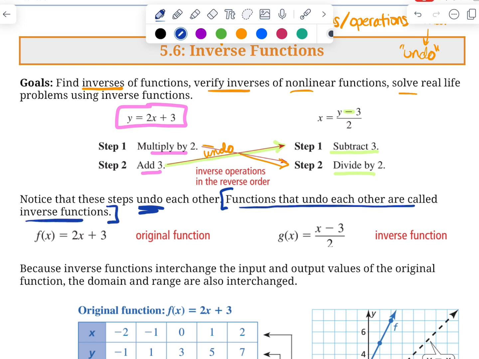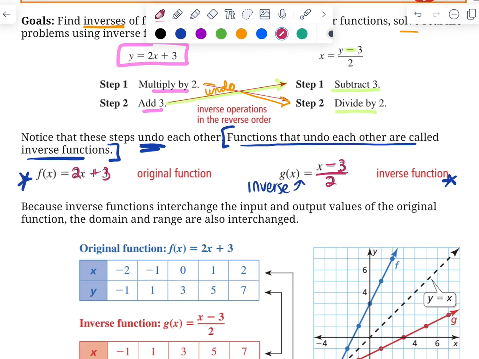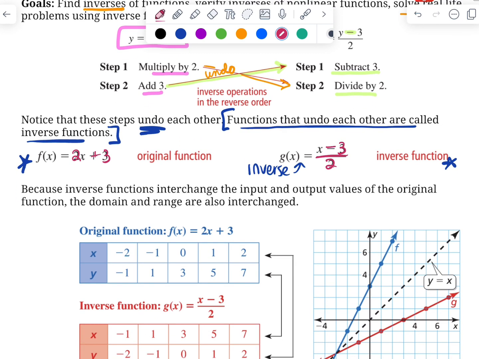They're like pairs of things. One function generally has an inverse. The original function would be 2x plus 3, and this is the original, and this is your inverse. If you'll notice, we're dividing by 2 instead of multiplying by 2, and we are subtracting 3 instead of adding 3. So everything is inverse. Now, because inverse functions interchange the input and output, the domain and range also change.